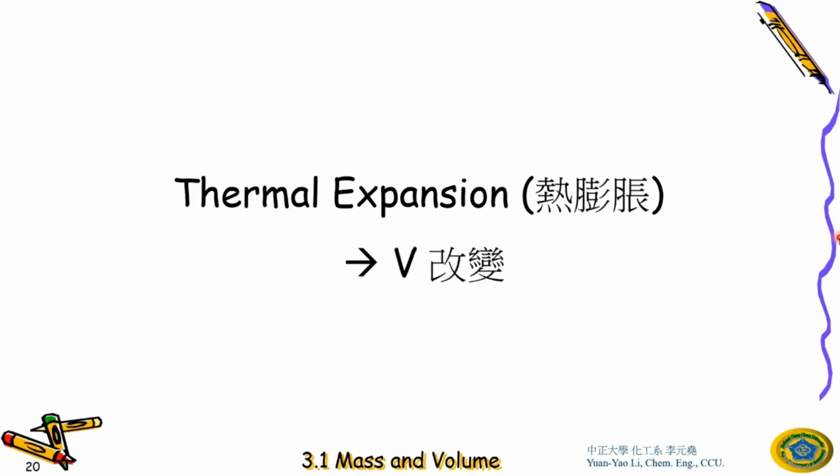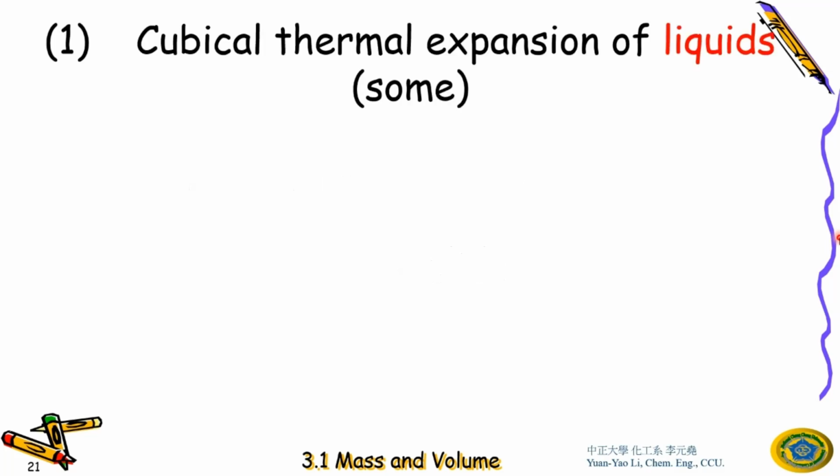Right. So now we want to discuss how the density will change because the temperature changes. That's what we call thermal expansion. So the volume changes, because thermal expansion means what? Volume change. The volume change will relate to density. Because the mass doesn't change, but volume changes, right? So this is one example to let you know. You don't need to remember this.